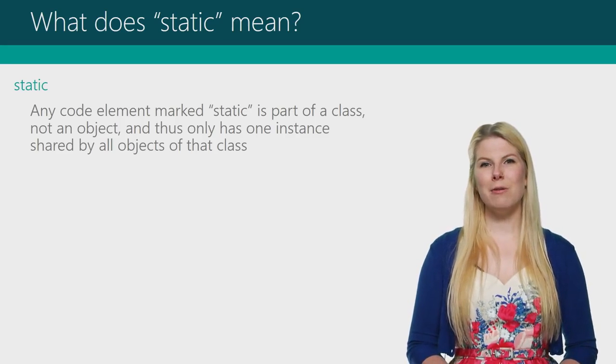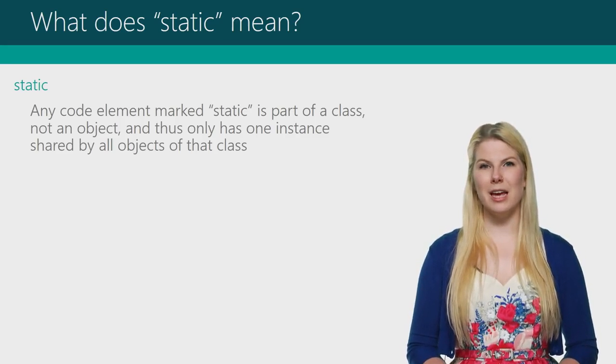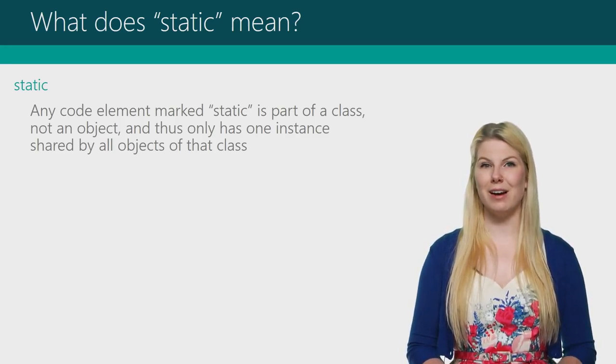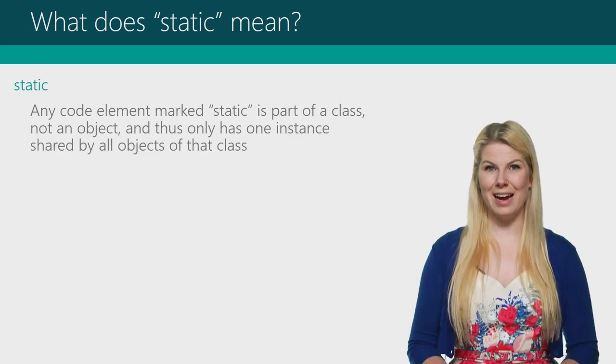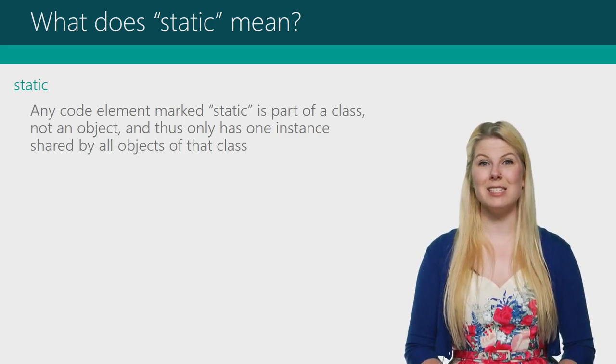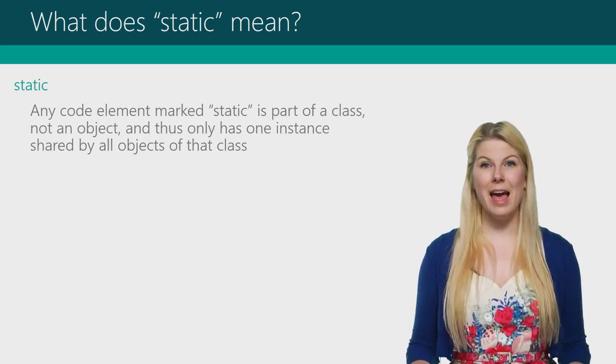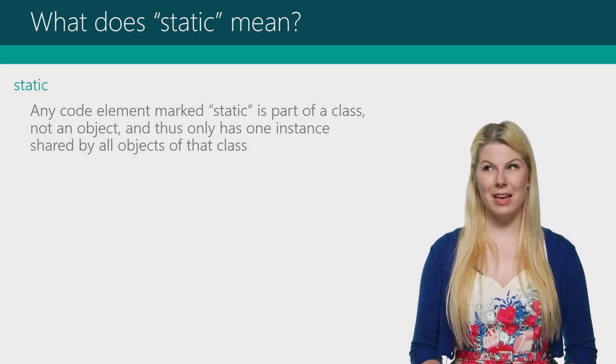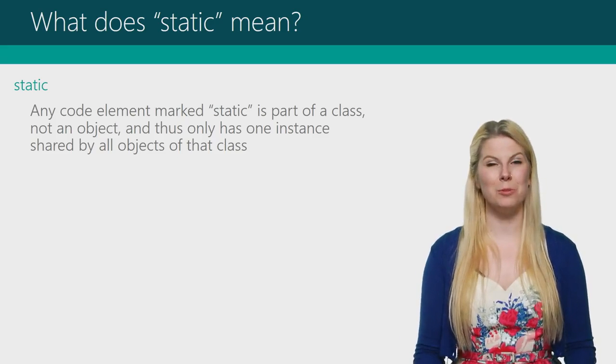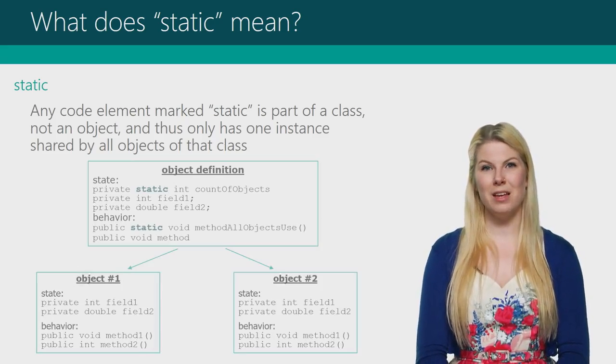When you make a code element static, what you're saying is this element belongs to a class, not an object. And what that really means is something that's static, there's only one of that in any given code run, meaning it can't be instantiated in multiple different versions.